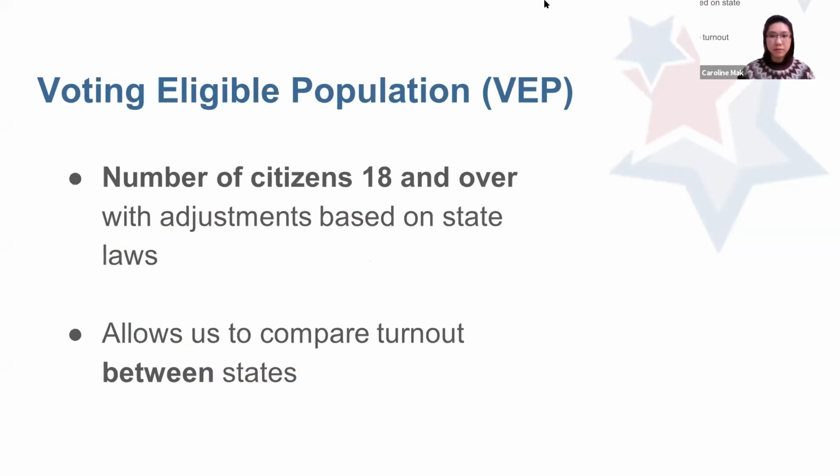So that's not the whole population, but the voting eligible population, or what we call VEP. That's the number of citizens 18 and over with adjustments based on state laws, like exclusions based on past convictions, etc. One of the key reasons of this report is to use the U.S. Elections Project's official estimates of VEP based on the census to meaningfully compare turnout between the states. Without these estimates, a lot of states use the number of registered voters in their state instead of the total population. So let me just give another small example of why this isn't as useful.